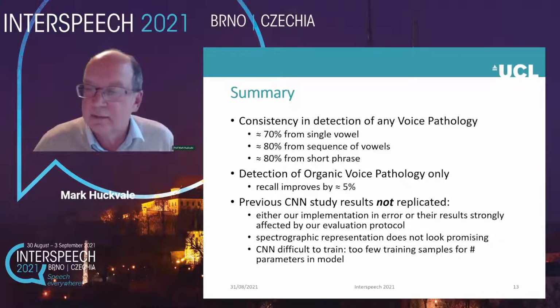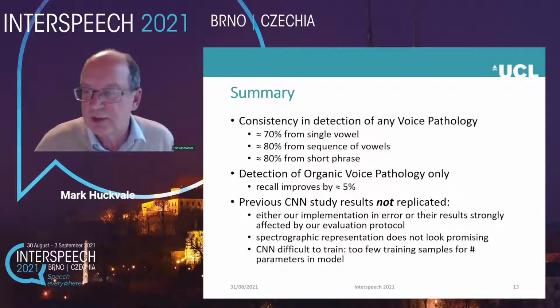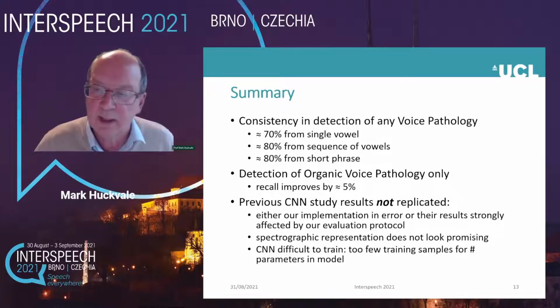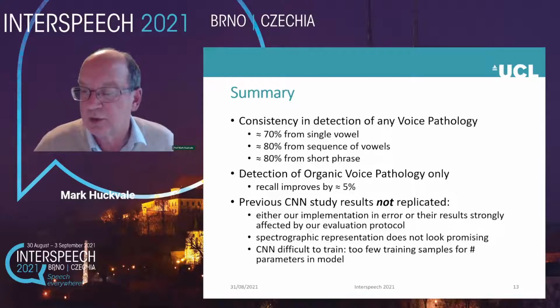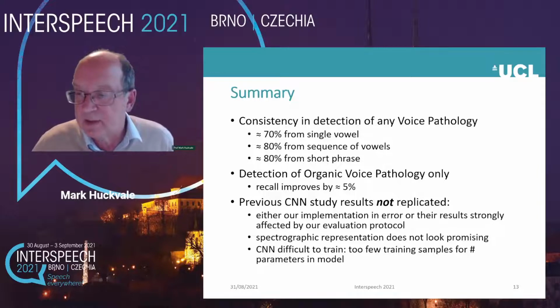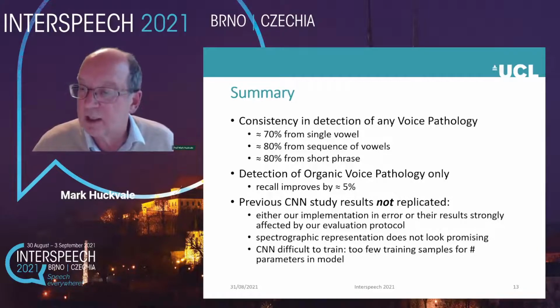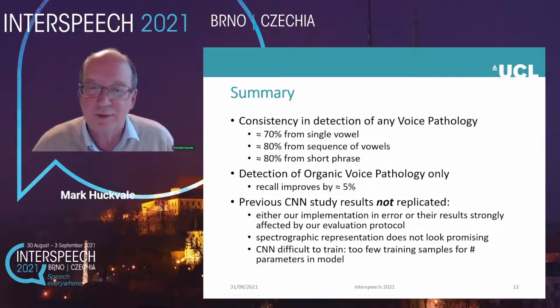It's interesting that our CNN results don't replicate the previous studies. Maybe our implementation is in error. Maybe their results are strongly affected by our evaluation protocol. Looking back at the spectrographic representations of the R vowel, they really do not look very promising for distinguishing between disordered speech and the control condition. It's simply not the right way of representing the data to build a classifier. It's not a good input to any kind of classifier.